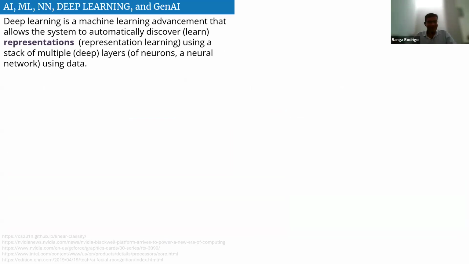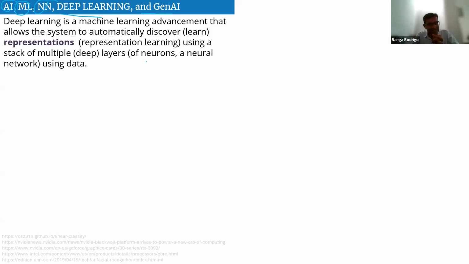Okay. Now, where do all these things fit in this larger umbrella of artificial intelligence? That's what I want to talk about in this slide. You can see AI. We want to see what is ML, what is NN, neural networks, what is deep learning, and what is generative AI.